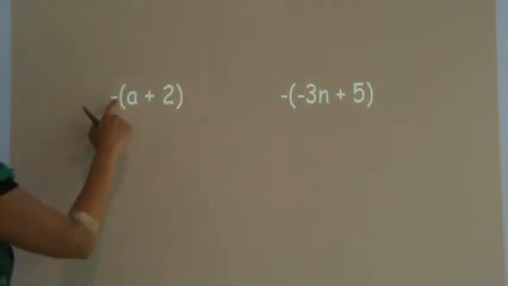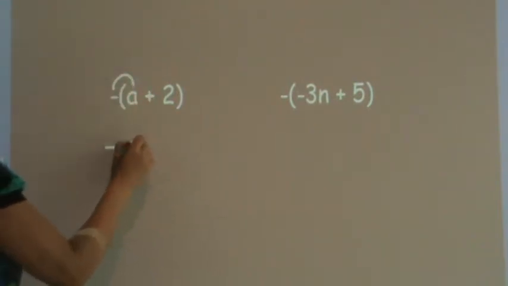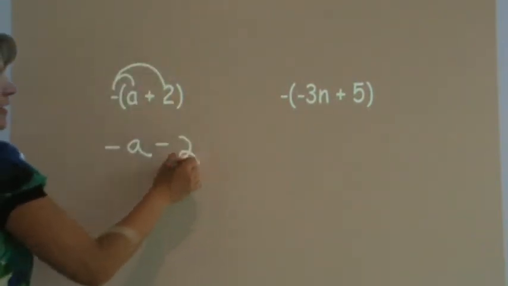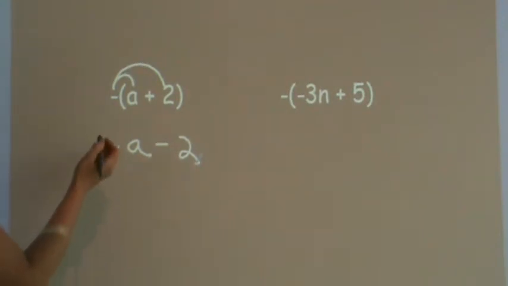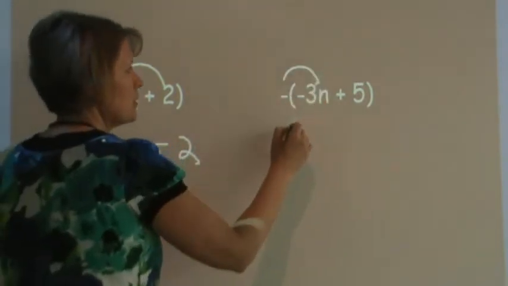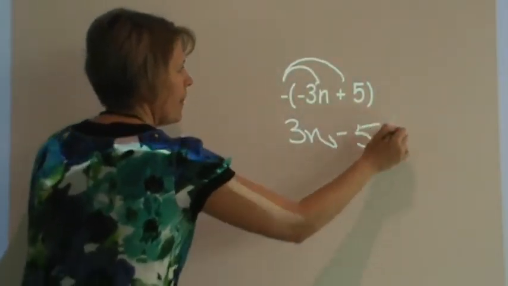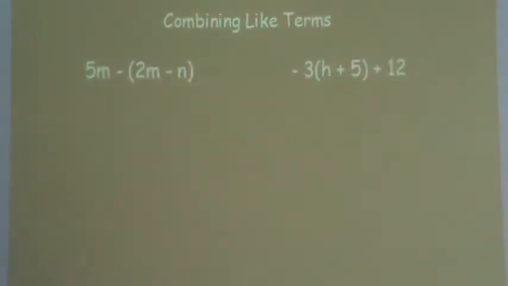Okay? So this one you could think of a couple ways. You could think of, well, the opposite of a is negative a, and the opposite of plus 2 is minus 2. Okay? Or if it helps you, you could put a negative 1 out here. Negative 1 times a is negative 1a, and negative 1 times 2 is negative 2. So whatever way helps you better. This would be a positive 3n, and then the opposite of plus 5, minus 5.